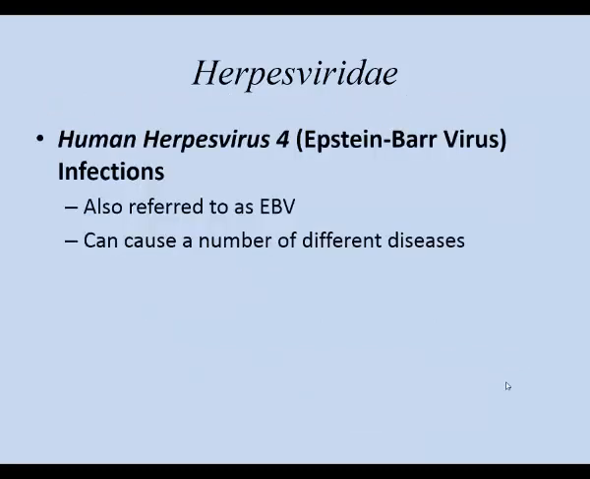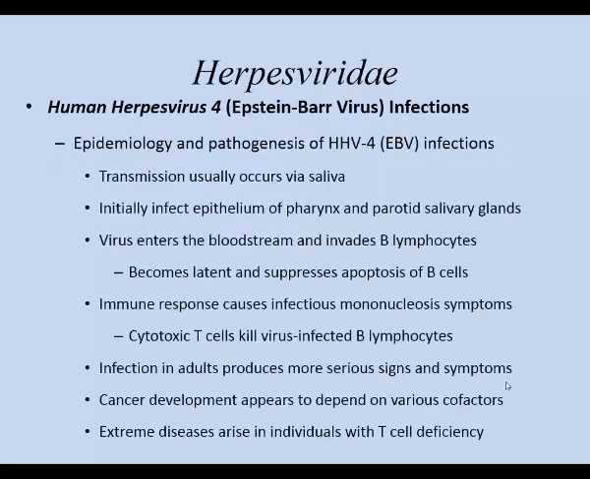Now, another herpes virus is the Epstein-Barr virus, sometimes known as EBV, and it can cause a number of different diseases. And this was a little more concerning. The transmission usually occurs via saliva. The initial infection is of the epithelium of the pharynx and the parotid salivary glands. The virus then enters the bloodstream and invades your B lymphocytes. They become latent here, and they suppress the apoptosis of B cells. The immune response causes infectious mononucleosis, so you actually get mono from the Epstein-Barr virus.